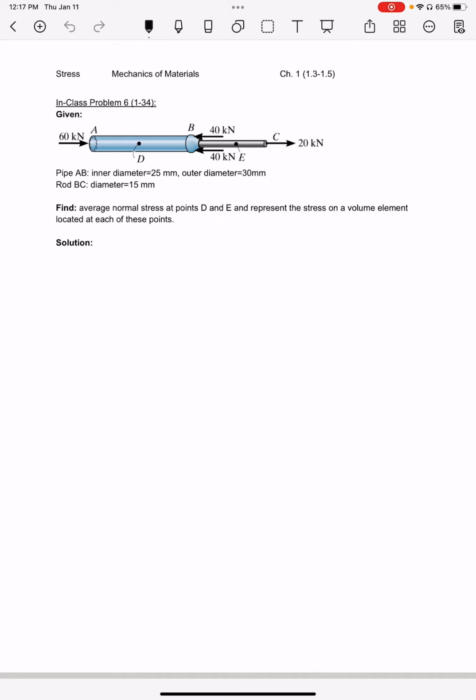This is the solution for in-class problem 6. This is problem 134 from the textbook. So you see here we have this pipe and a rod, and we have the dimensions of the pipe, so the inner and outer dimensions, and then the diameter of the rod, which is a solid rod.